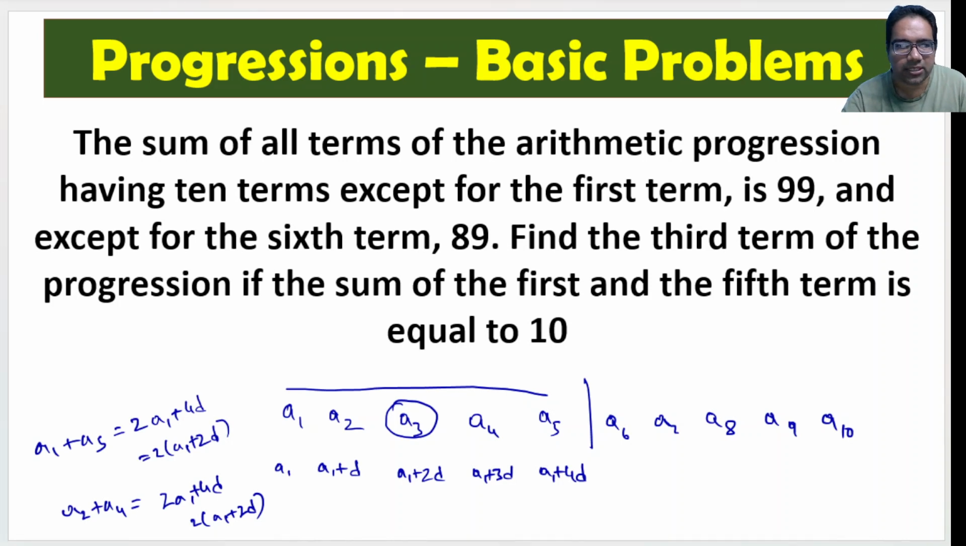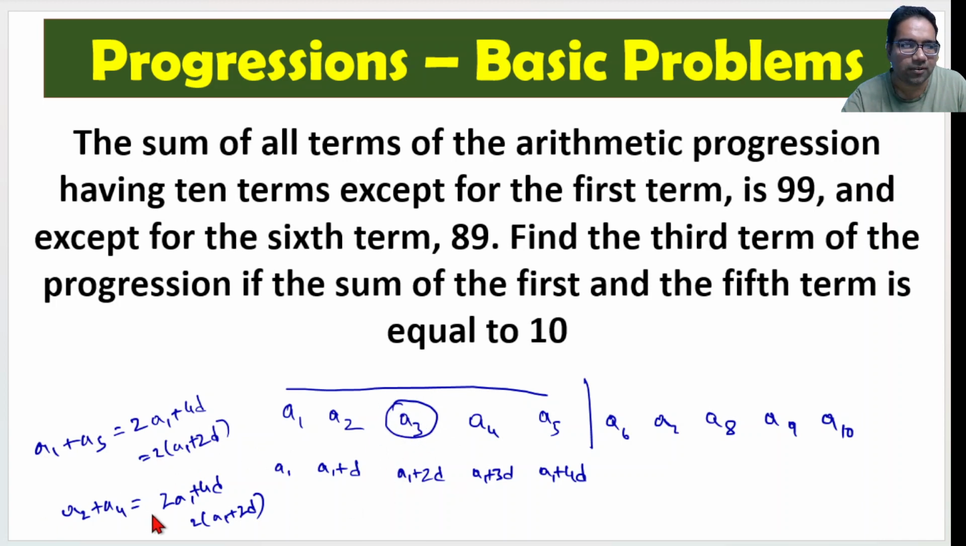We can write it mathematically also. For example, if we take A1 as A1 and A2 is A1 plus D, A3 is A1 plus 2D, A4 is A1 plus 3D, A5 is A1 plus 4D. Right, what is A1 plus A5 then? A1 plus A5 will be A1 plus A1 plus 4D, which is 2A1 plus 4D, which is equal to 2 times (A1 plus 2D). What is A1 plus 2D? Which is A3. Right, 2 times (A1 plus 2D) is 2 times A3, because A3 is A1 plus 2D.